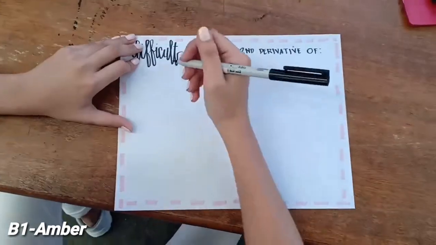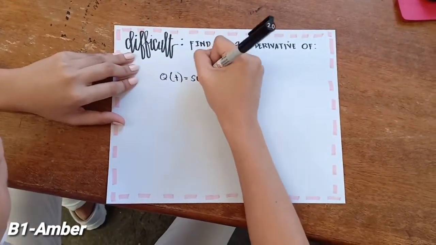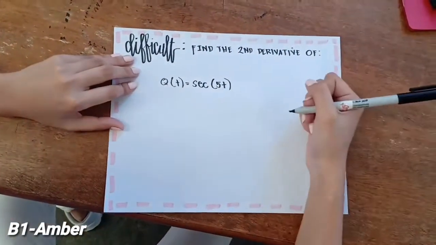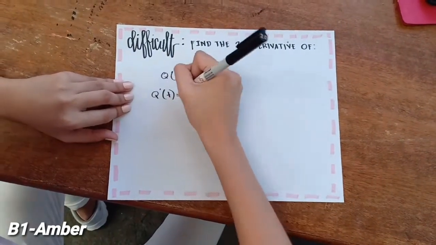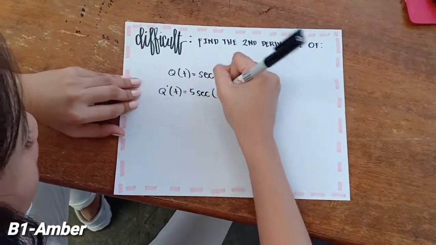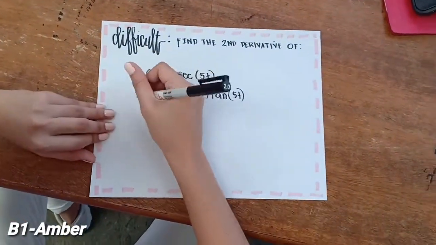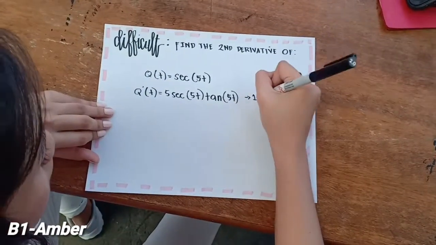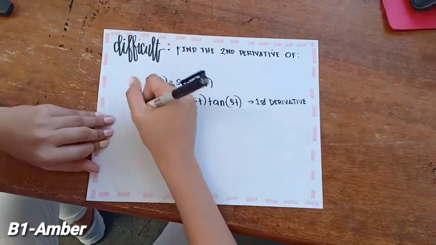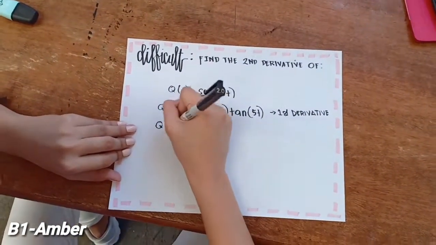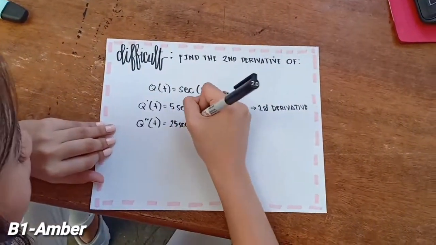Find the second derivative of q of t is equal to secant 5t. The derivative of secant x is secant x tangent x. For the first derivative, q prime of t, we need to bring down 5, then secant 5t tangent 5t. So the first derivative is 5 secant 5t tangent 5t.